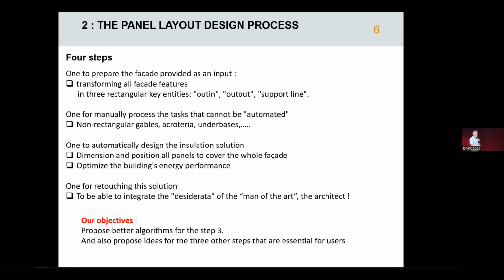And finally, once this is done, you have all your facade covered with panels, most of the time architects say, oh, this is not good, you should correct this and this. So there is a manual retouching step in order to make some modification or adjustment. Our objective is to propose a better algorithm for step 3 and also propose ideas for the other steps.